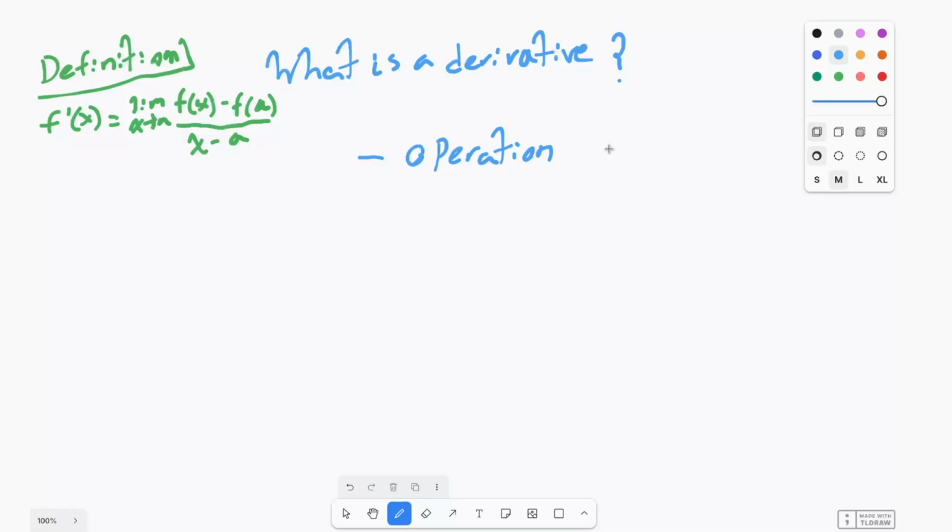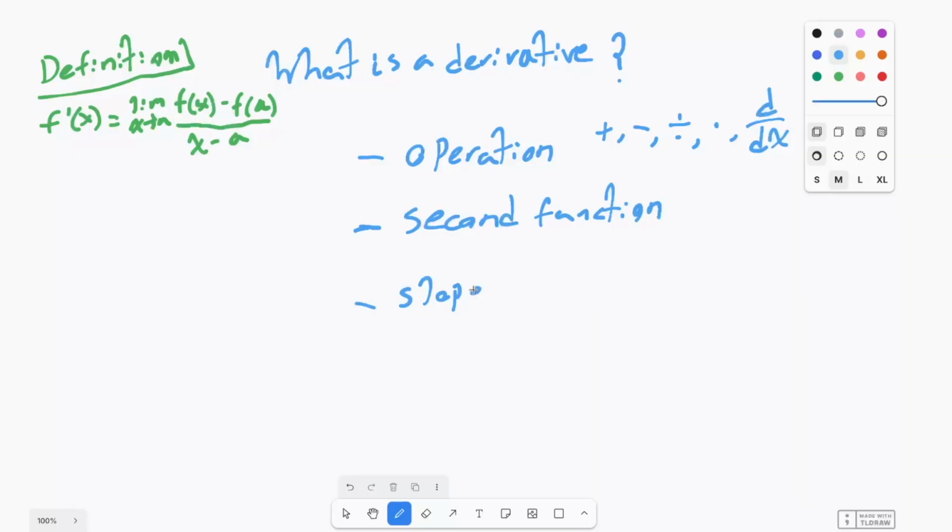The same way that we have addition, subtraction, division, multiplication. Those are all operators that we can do to functions. So the derivative is an operator, it's an operation, and its symbol is dx. So the derivative is an operation that we do to a function. What is its output? What does it give us? When we perform a derivative on a function, it gives us a second function. And what we can do with that second function is use it to find the slope at any point on the original function.